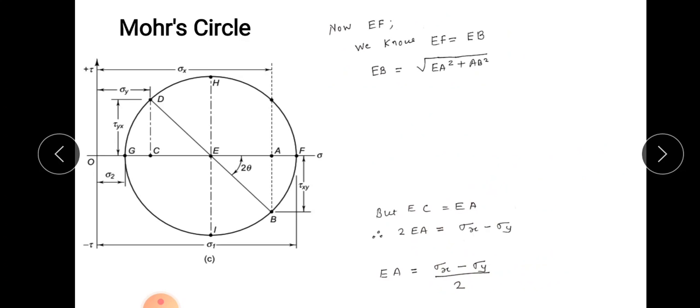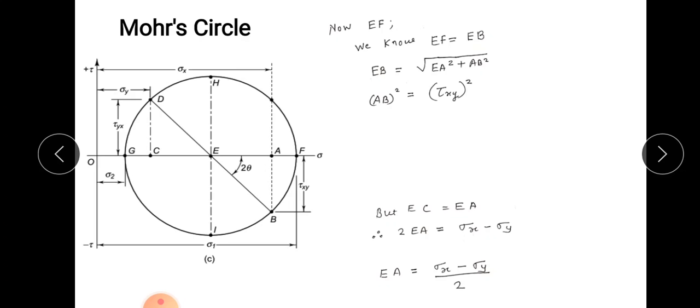Now to calculate the EF, let us consider that EF is equal to EB. If you look into the geometry of the figure, you can understand that EF is equal to EB. But what is EB? Now AEB is a right angle triangle, so you can apply the Pythagoras theorem and you will get EB is equal to square root of EA square plus AB square. If you find the equation for EB, you will get EF, and you can add it along with the OE and you will get sigma 1. That is the maximum principal stress.